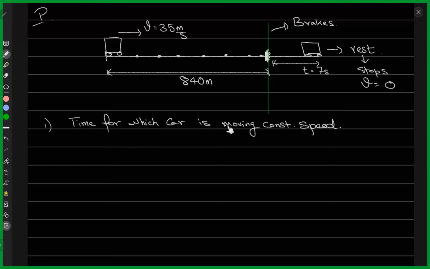So the car is moving at a constant speed up until 840 meters, and then he applies the brakes. So velocity starts changing. Velocity is not constant anymore when the brakes were applied. So you have this velocity, which is constant. Let's write that down. We have 35 meters per second. And this constant velocity is only going to be there for 840 meters, because after that the brakes are applied. So displacement is 840 meters.